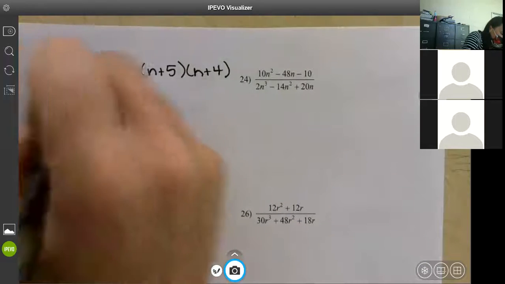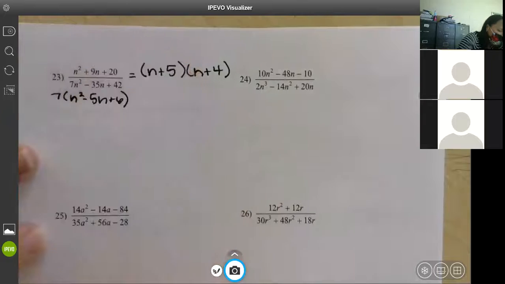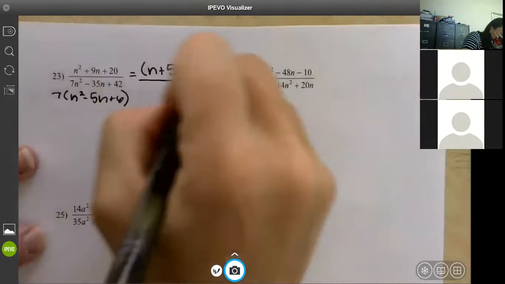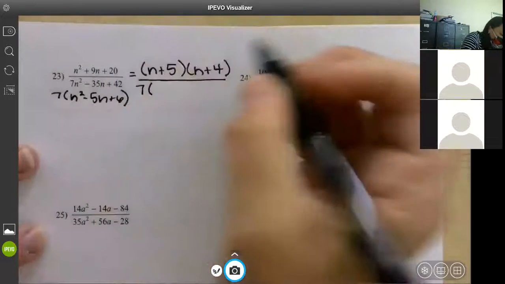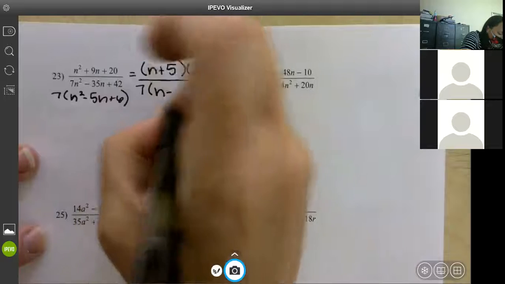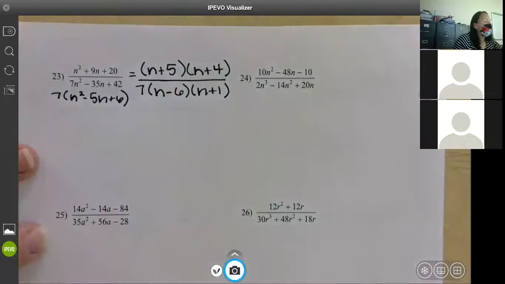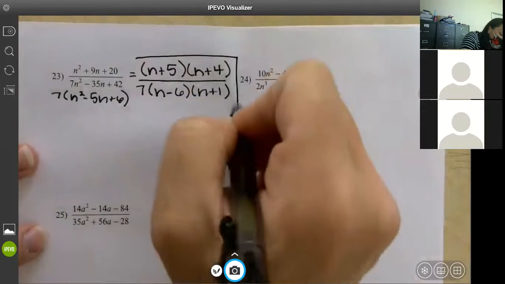I can take out a 7. Leaves me with n squared minus 5n plus 6. What are your factors of 6 that add to -5? -3 and -2. Do I have anything that'll cancel out? No, so this is as good as it gets. So sometimes you won't have any holes. It's okay, it's not a big deal. So this is our final answer.